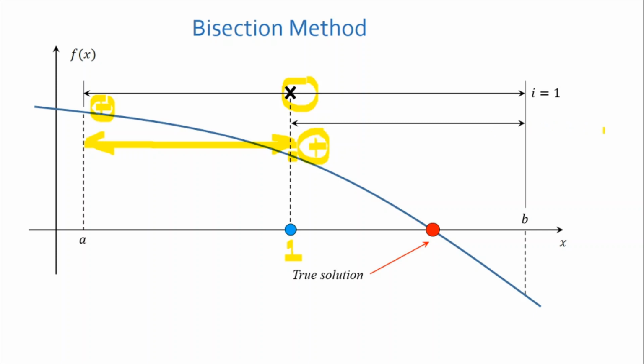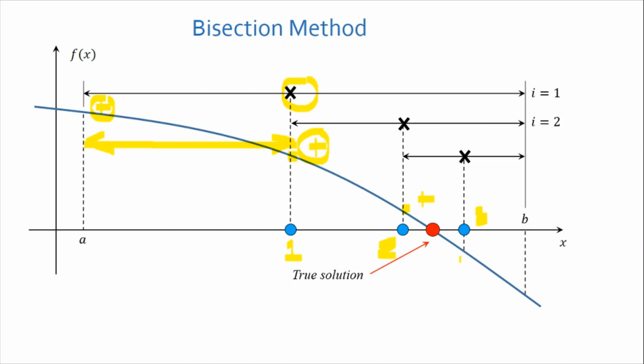Following the same procedure, the midpoint of that interval will be the second estimate of our solution. Now take note again that the value of the function here is positive, and the true solution is here. Therefore, our next interval will be located here. Following the same procedure again, locating the midpoint of that interval will give the third estimate of our root.